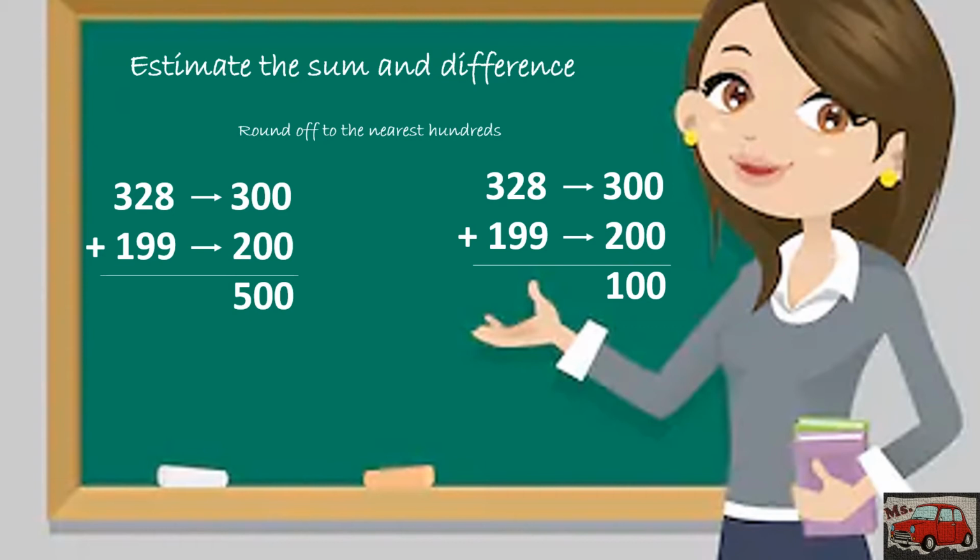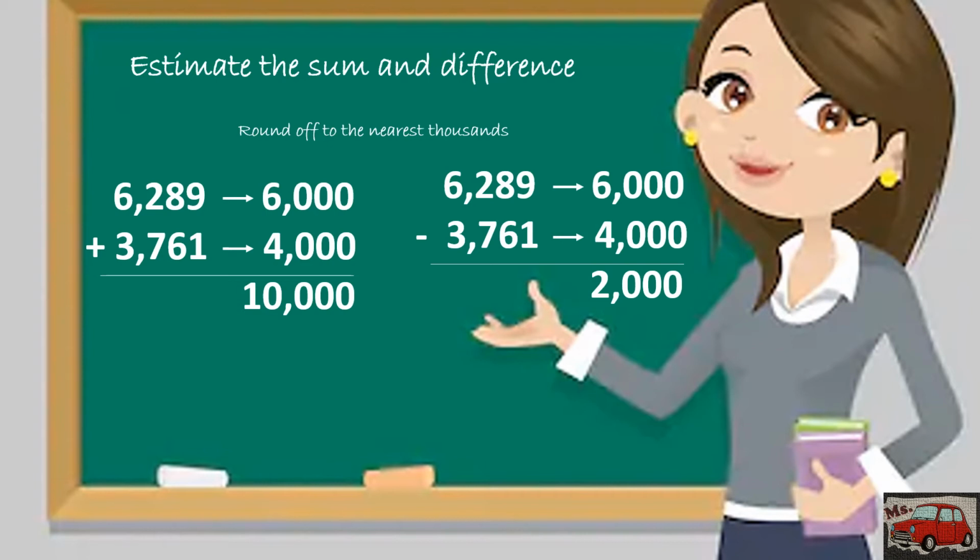Now, let's get the estimated difference. So, since I have 300 and 200, let's minus them. So, the answer is 100. Okay, this time, let's round off our numbers to the nearest thousands.